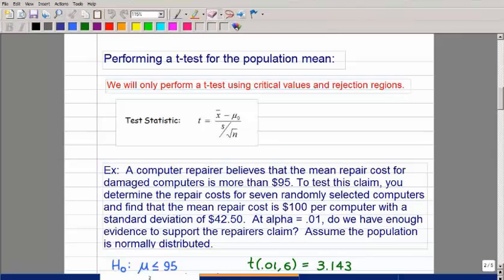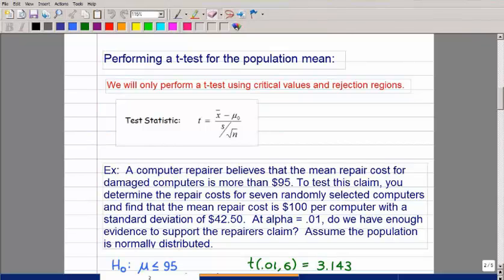The test statistic for the t-test looks very similar to the z. The only difference is they have s in the denominator as the standard deviation and not sigma. It's your sample mean minus your hypothesized mean divided by s over the square root of n.